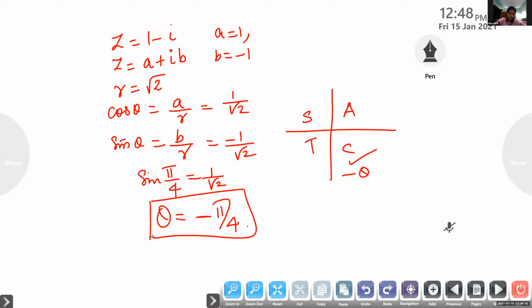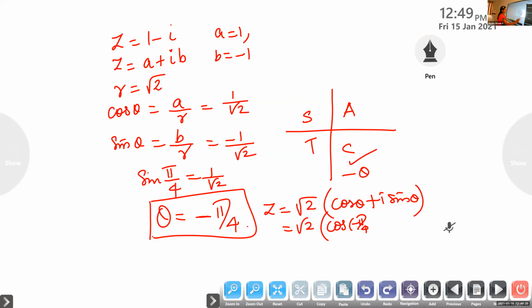Yes, ma'am. So what is the polar form? Polar form is cos pi by 4 plus minus i sine pi by 4.